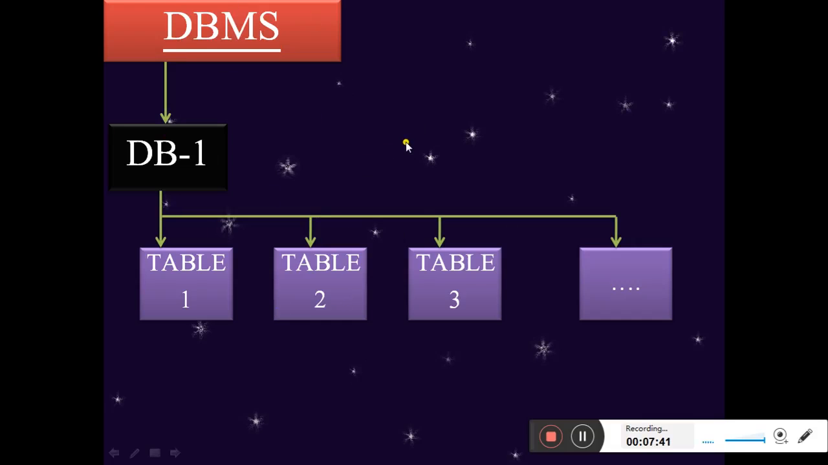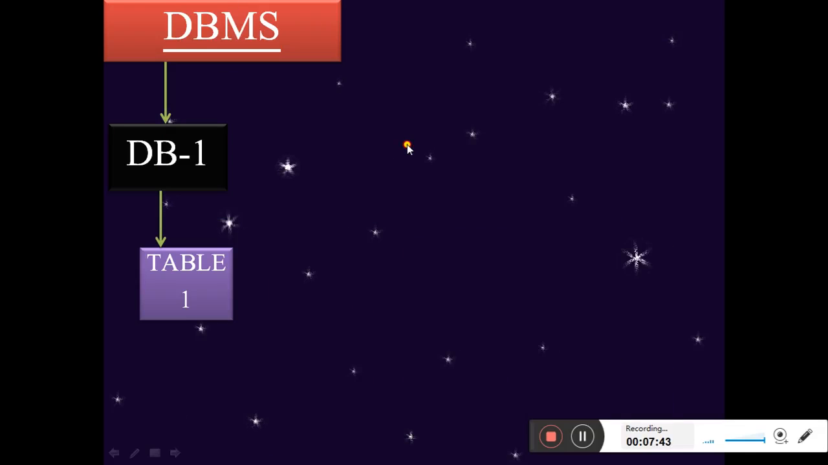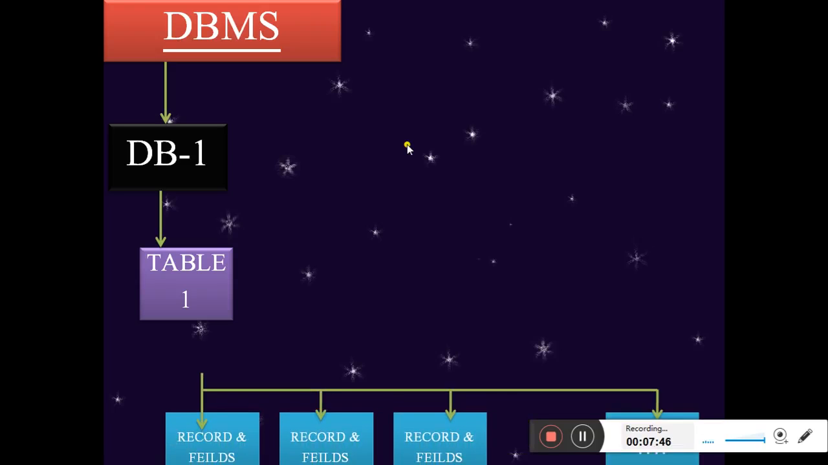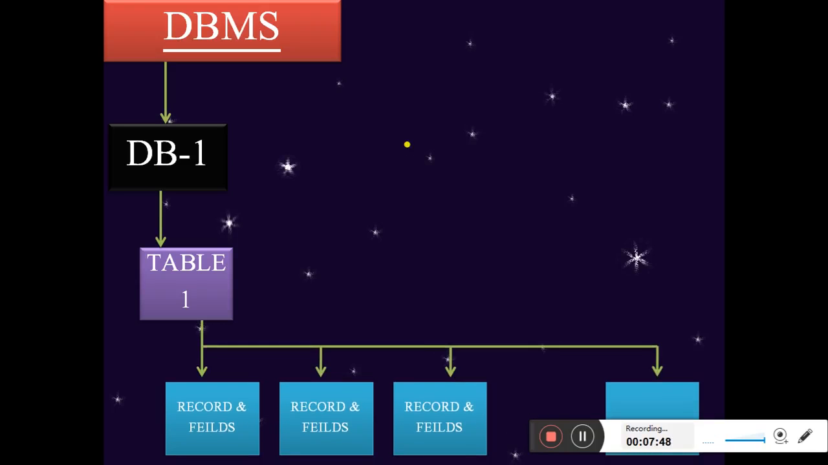Now in this table, students, there are two things: one is record and another one is field. In one table you can create multiple records and multiple fields. I am going to explain how to insert the field and then I'll explain how to insert the record. So this is the topic I am going to teach you today, that is how to create a database and how to create a table in a database management system.